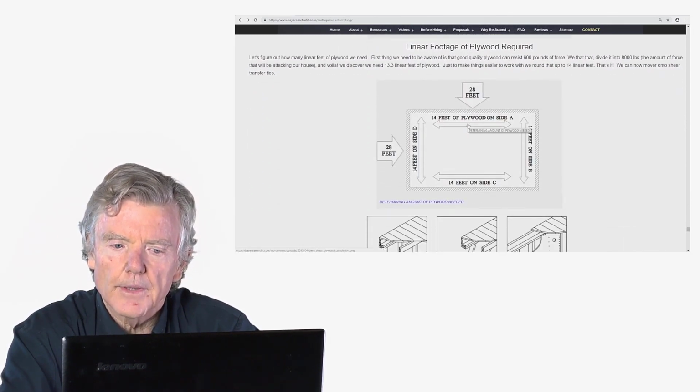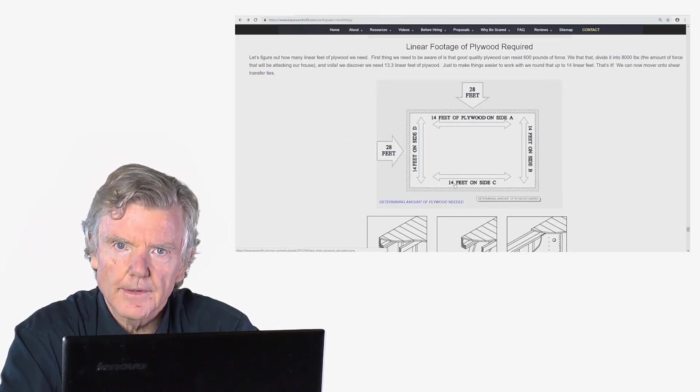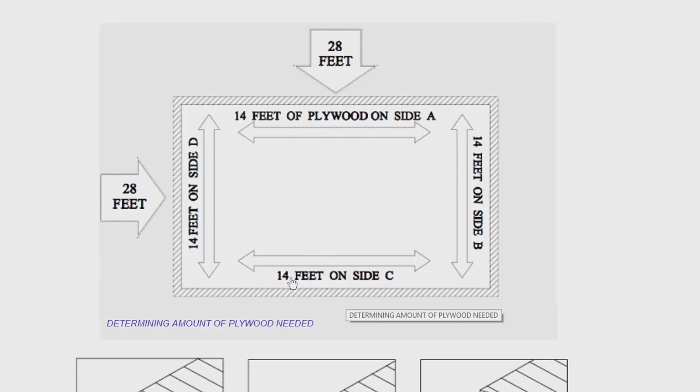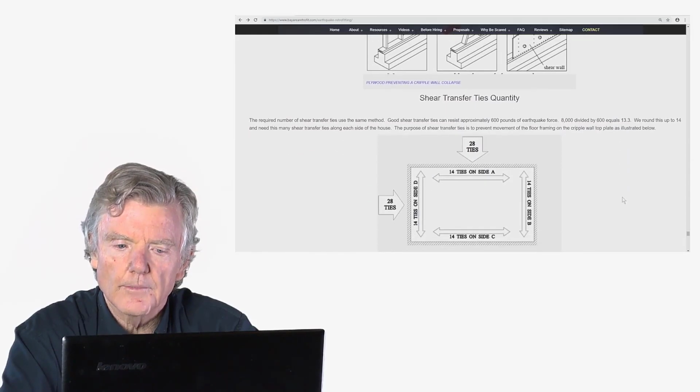So the same thing with the plywood. We determined that we needed 28 feet of plywood based on the way the plywood was nailed. And so based on the fact that it's going to resist 16,000 pounds of force, we need to get 8,000 pounds of resistance here, 8,000 pounds of resistance here to resist that force, 8,000 pounds of resistance here, 8,000 pounds of resistance here to resist forces coming in this direction. So again, we do this with plywood. You've seen that described before.